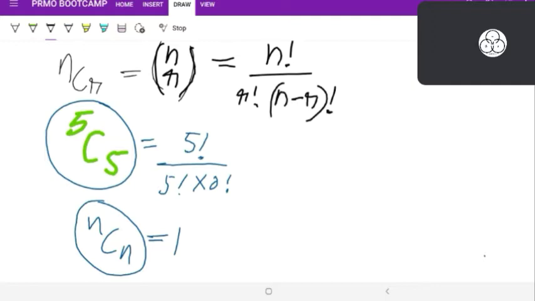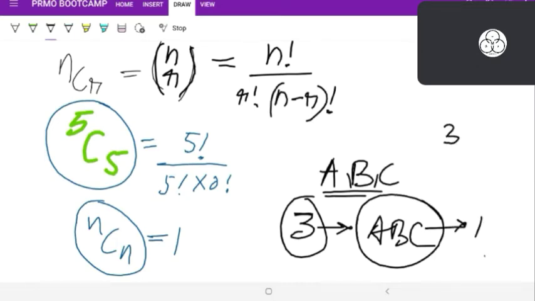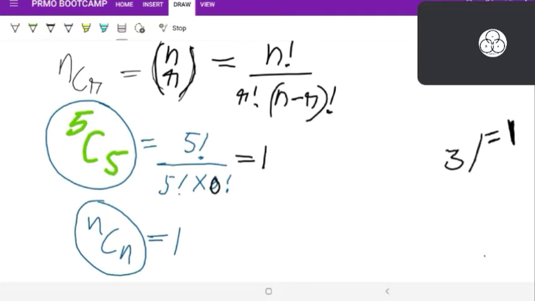Now say we have 3 things, A, B, C, and we want to choose all of the 3. In how many ways can we do this? Only one way, that we choose all of them. So 3 choose 3 equals 1. So 5 choose 5 will also equal 1. These things we will see in detail in combinatorics. Here we do not need that much detail.